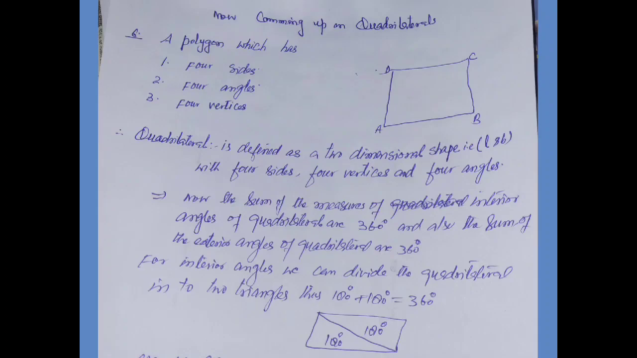Now, the sum of the measures of interior angles of a quadrilateral is 360 degrees, and also the sum of the exterior angles of the quadrilateral is 360 degrees. For interior angles, we can divide the quadrilateral into two triangles. Thus, 180 degrees plus 180 degrees, that is equal to 360 degrees.